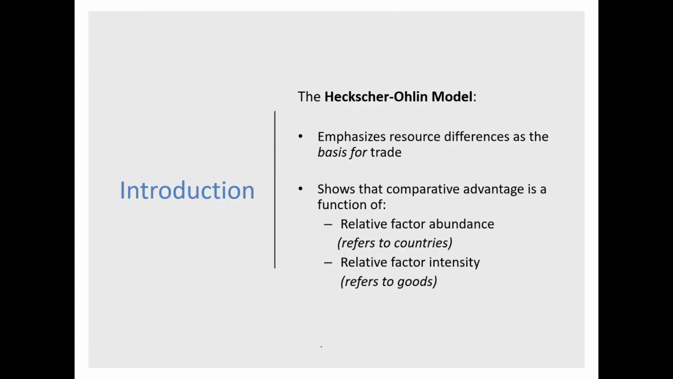This model will demonstrate how a country's resources determine its comparative advantage, which would lead to differences in autarky prices, and will then finally lead to beneficial trade. We will assume that there are two countries in the world that produce two goods using two factors of production. So at times the Heckscher-Ohlin model is also referred to as the 2 by 2 by 2 model. Two countries, two goods, and two factors of production.